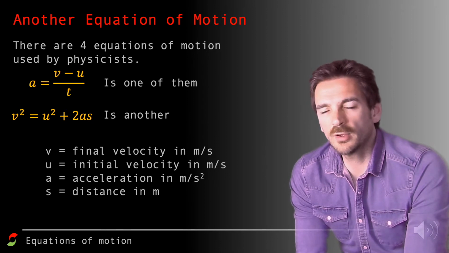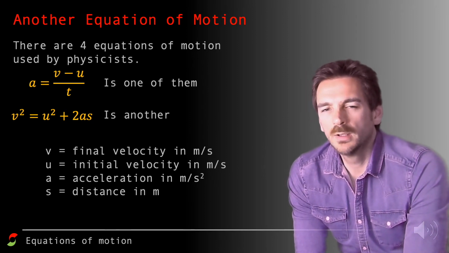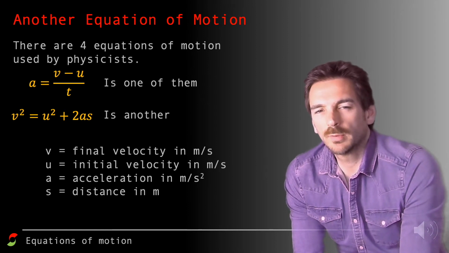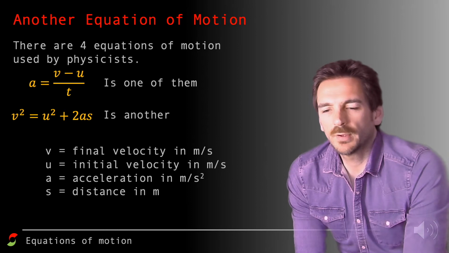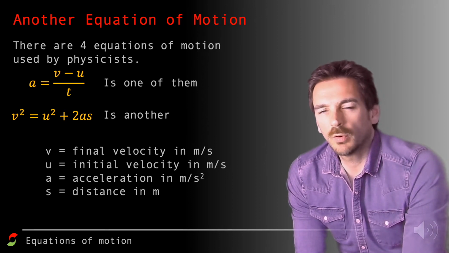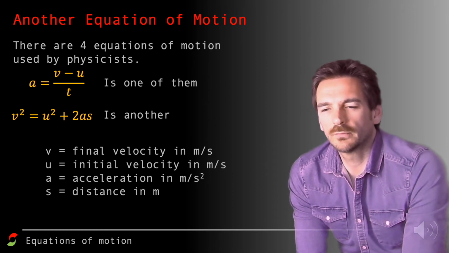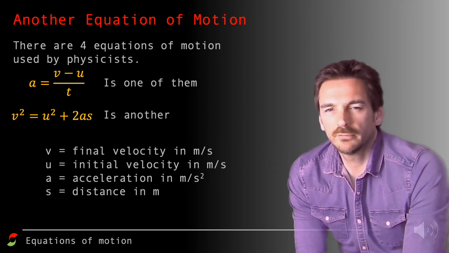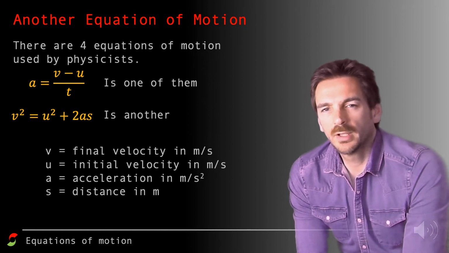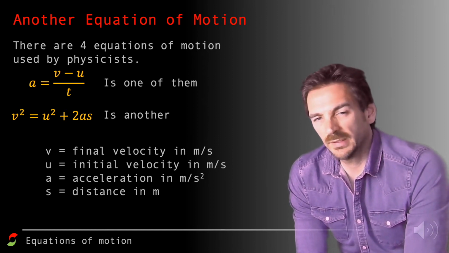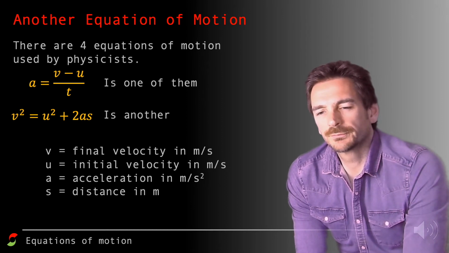So there's lots of different terms there, so it's important that you understand what all of those symbols mean. You may, if you've done a little bit more of this, know them as the SUVAT equations, but here's a list of what all the terms mean. v for final velocity, u for initial velocity, a for acceleration, and s for distance, although sometimes it might be written as x for distance, so just be aware of that.